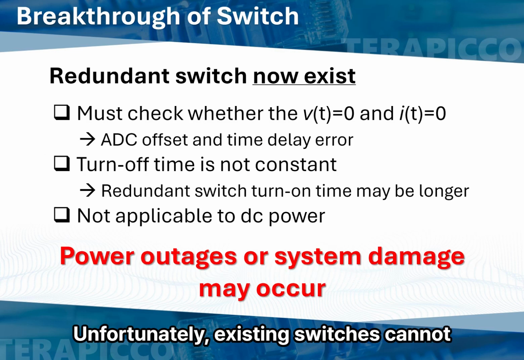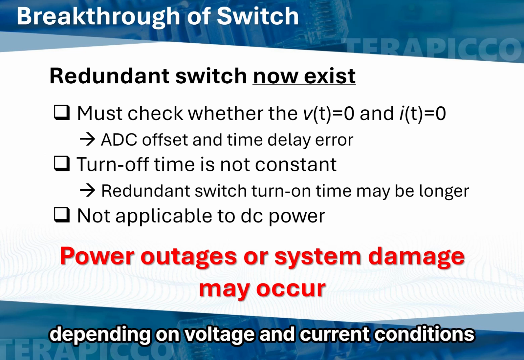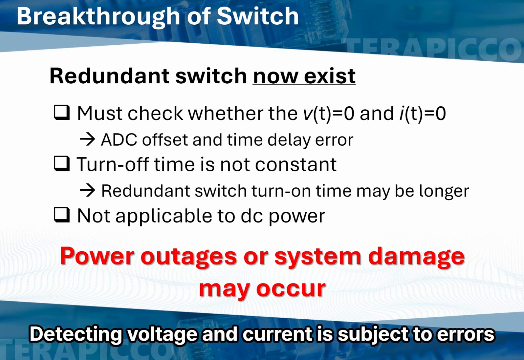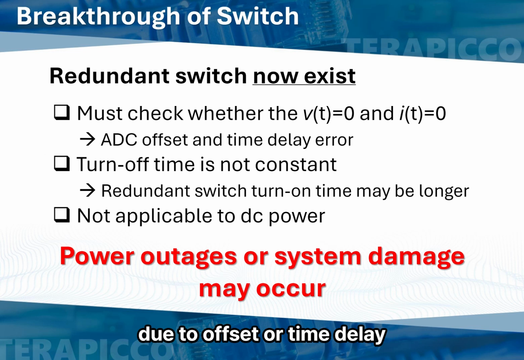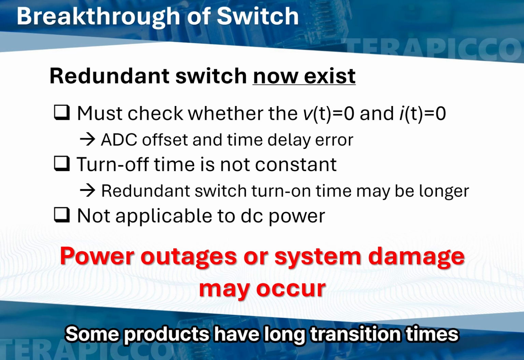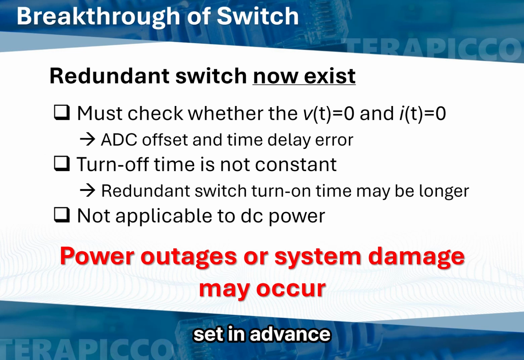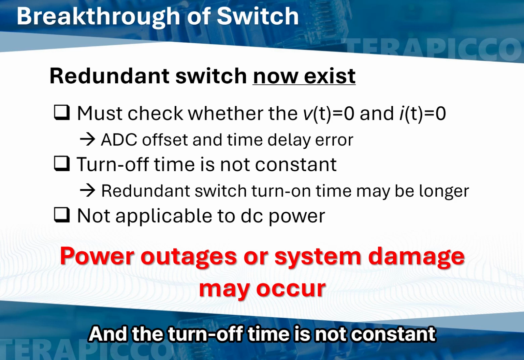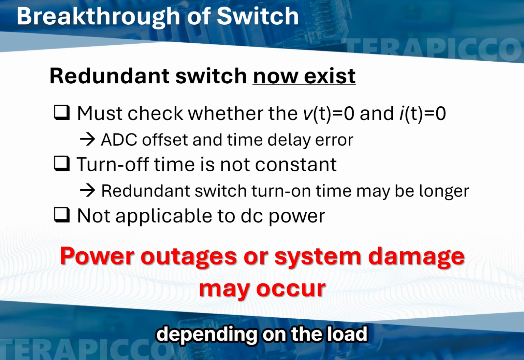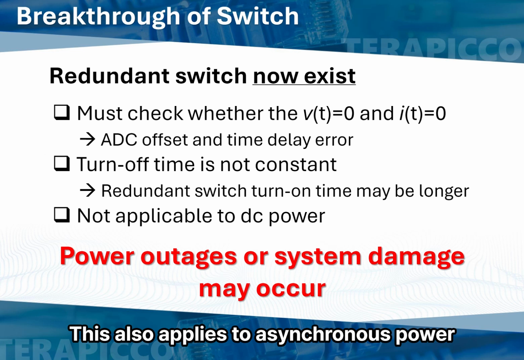Unfortunately, existing switches cannot turn off depending on voltage and current conditions. Detecting voltage and current is subject to errors due to offset or time delay. Some products have long transition times set in advance, and the turn-off time is not constant depending on the load. This also applies to asynchronous power.